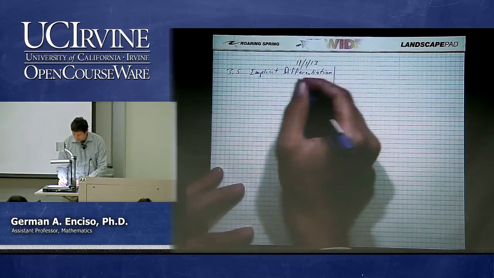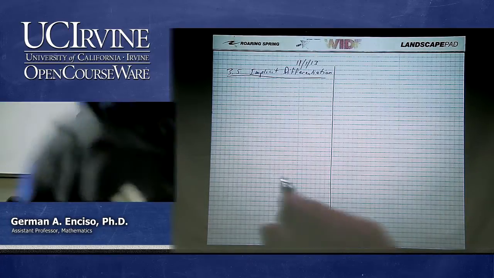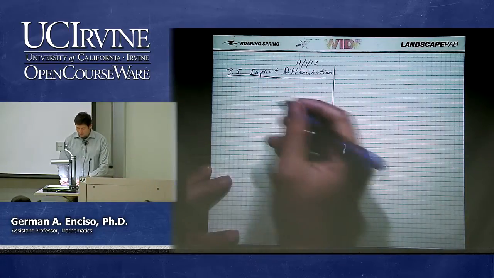So, okay, today the topic is 3.5, called implicit differentiation. So what does that mean, implicit differentiation? We're going to find out in a moment. Recall, first of all, we were talking about the chain rule last time.